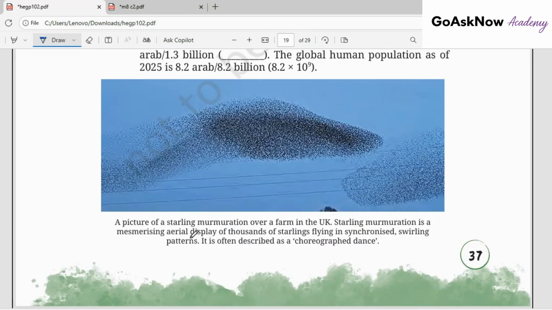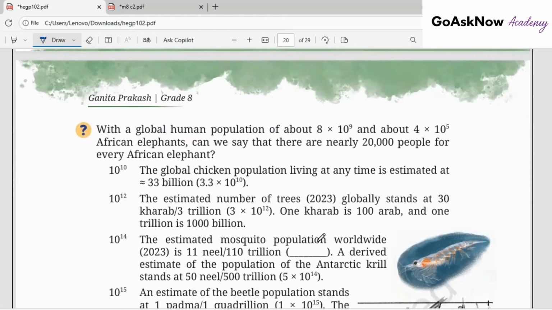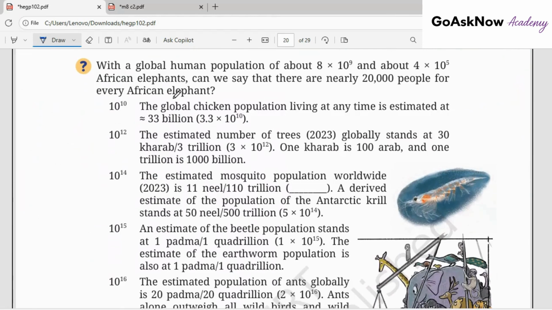The picture of a starling murmuration over a farm in the UK. A starling murmuration is a mesmerizing aerial display of thousands of starlings flying in synchronized swirling patterns. It is often described as a choreographed dance. With the global human population about 8 into 10 power 9 and about 4 into 10 power 5 African elephants, it can be said that there are nearly 20,000 people for every African elephant.